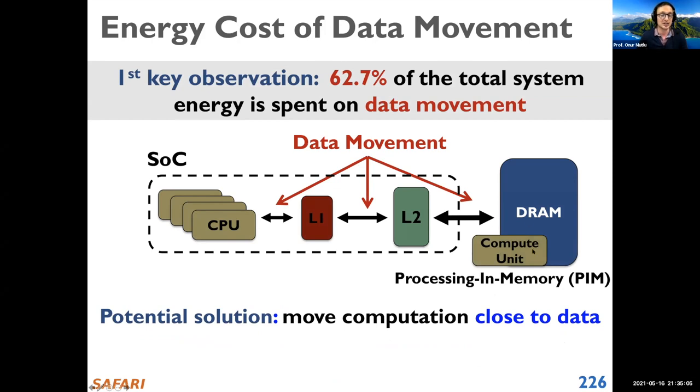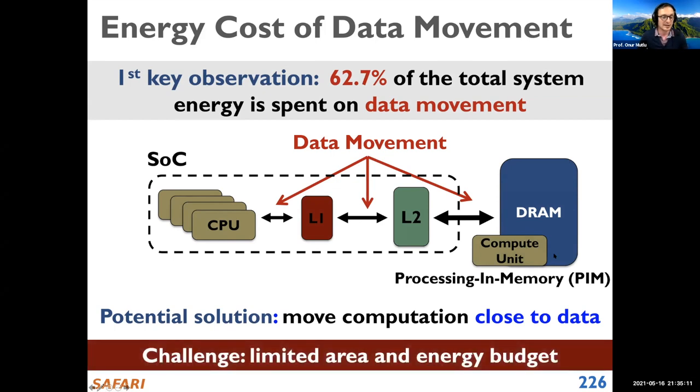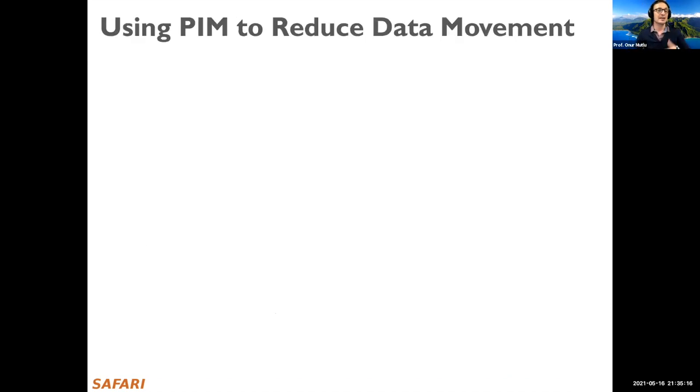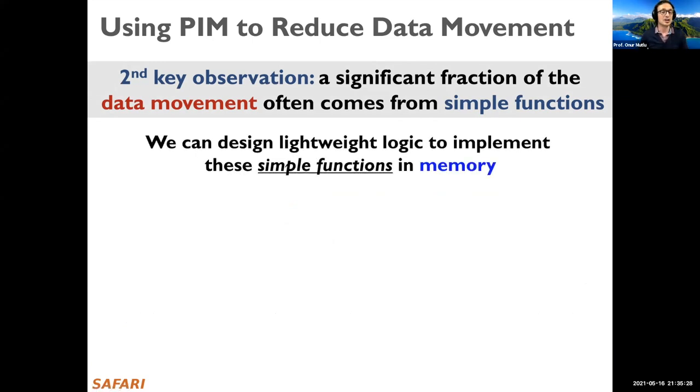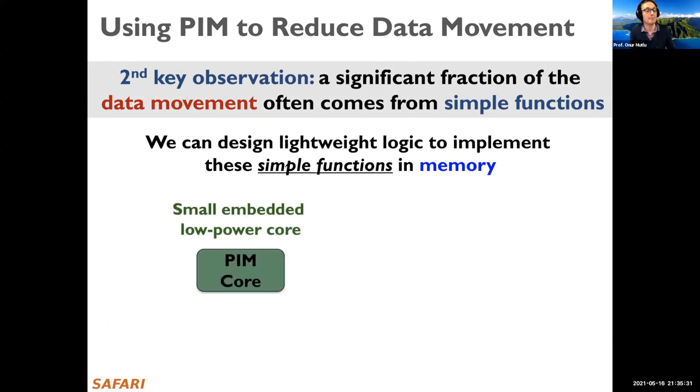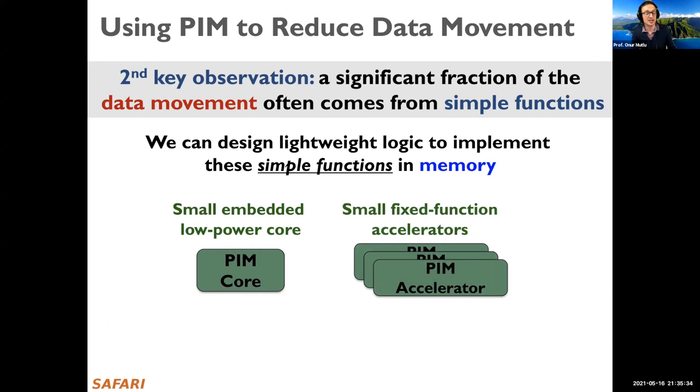We wanted to understand the potential of moving computation close to data in a 3D stacked DRAM system, like the previous example showed. The challenge here is clear. We have limited area and energy budget in a mobile system on a chip, clearly. And basically, the second key observation helps that challenge. Basically, we found out that simple functions often account for a significant fraction of the data movement. And we can design lightweight logic to implement these simple functions in memory, either using small embedded low power cores or small fixed function accelerators, or even some reconfigurable logic that we program dynamically. And I believe the future is actually heterogeneous. You really want a combination of all of these. But again, there's a lot more research that needs to be done to answer those questions.